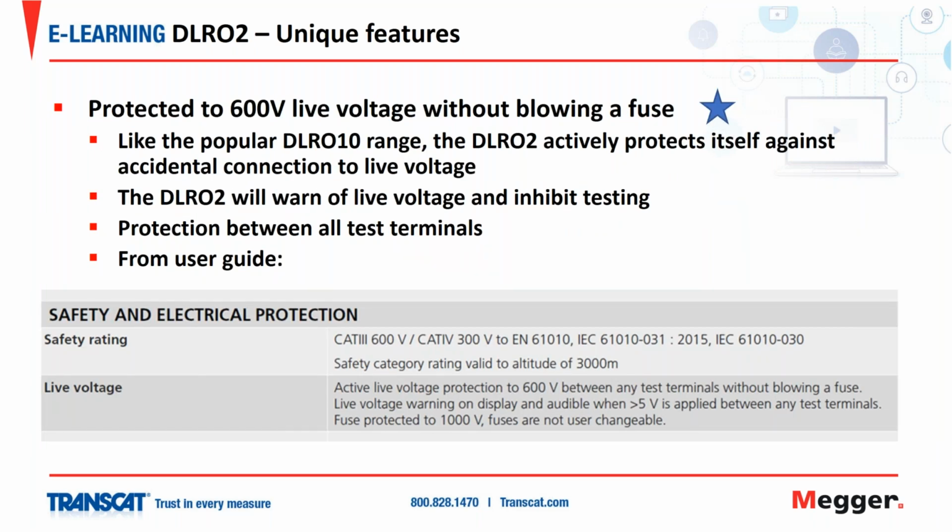So this just talks about the protection, 600 volt live voltage. This unit knows if there's live voltage there, and it happens. Even the most experienced guys may inadvertently connect to a live line. So the DLR02 is going to sense that. It's going to inhibit the testing, and most of all, it's protected from damage.